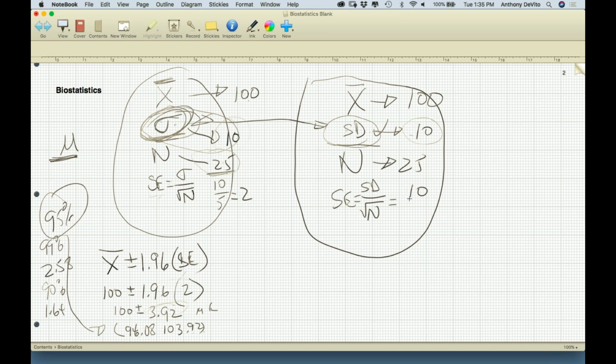I'm just going to use 10 because it's going to come out a nice even number. Divided by the square root of the sample size, which is 5, right? 2.5. Okay, and that's going to be equal to 2. Same as we had before. But there's a problem here.